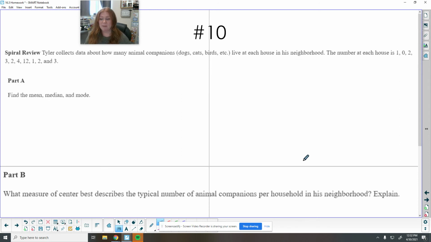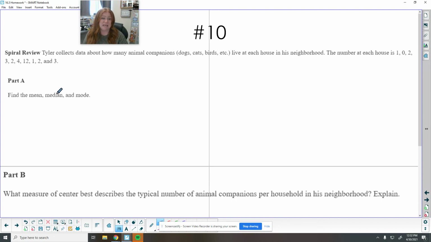Number 10, I believe this is the last one, says that Tyler collects data about many animal companions, dogs, cats, birds, etc., that live at each house in the neighborhood. So at the houses, there are 1, 0, 2, 3, 2, 4, 12, 1, 2, and 3 pets that people have. So we're going to find the mean, add them up, divide by how many there are.